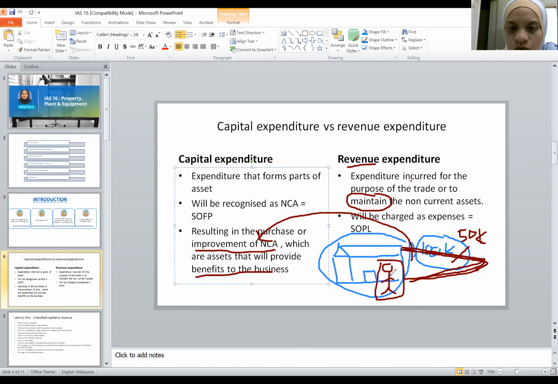Pembantu rumah is to maintain the non-current asset, to keep the house clean. Alright, so there's a difference between capital expenditure and also revenue expenditure. Boleh faham yang tu?